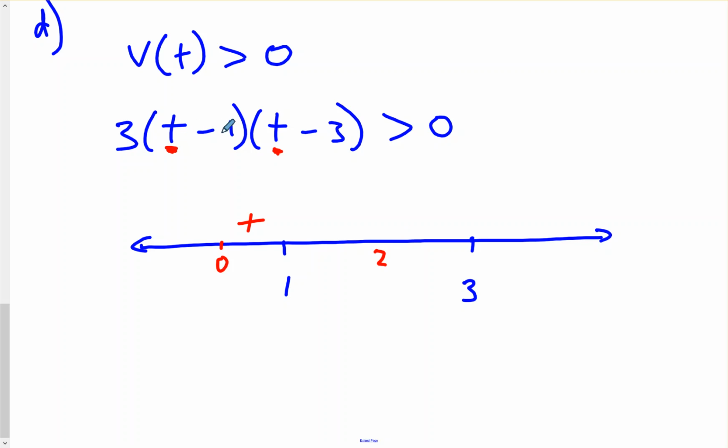We get 2 minus 1 is 1. 2 minus 3 is negative 1. Positive times negative is negative, so we got negative between 1 and 3. After 3, let's put in 4 as a test point. 4 minus 1, that's 3. 4 minus 3 is 1. Positive times positive. Okay, so we got positive.